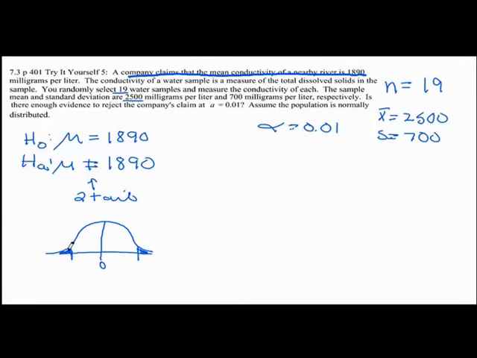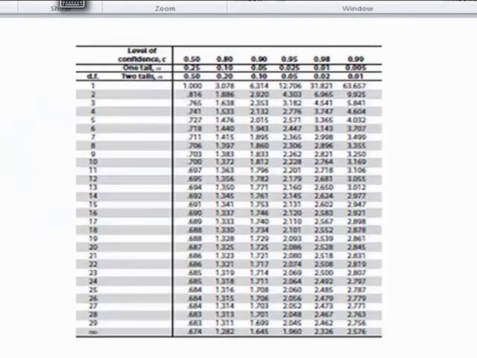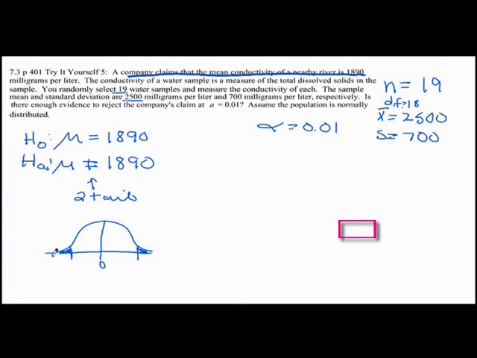Two-tailed test at alpha equals 0.01. Our n is 19, which means our degree of freedom here is going to be 19 minus 1, which will be 18. So our degree of freedom is 18. Alpha is 0.01. So let's take a look at a two-tailed test. Alpha is 0.01, degree of freedom is 18, which gives us 2.878. So that's going to be on the left and the right: negative 2.878 and positive 2.878. Those are our critical regions. So now we just need to find our t.